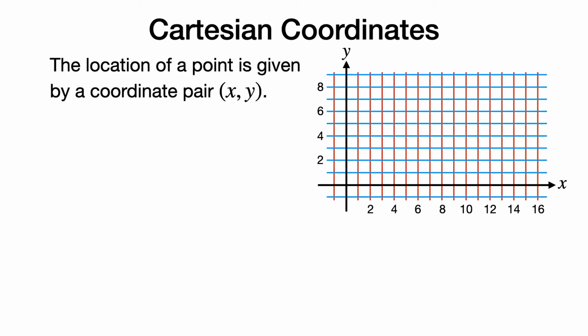The location of a point is given by a coordinate pair. For example, P1 is the point with x-coordinate 2 and y-coordinate 7, and here are a couple of additional example points.